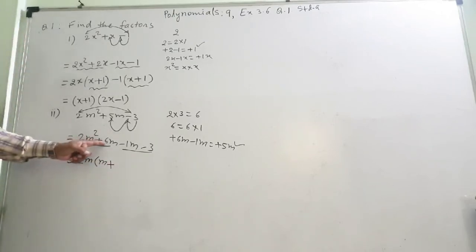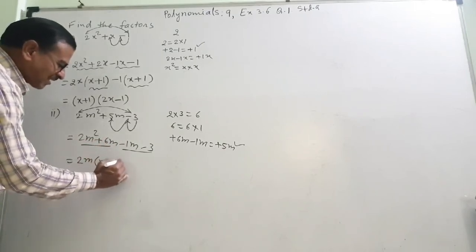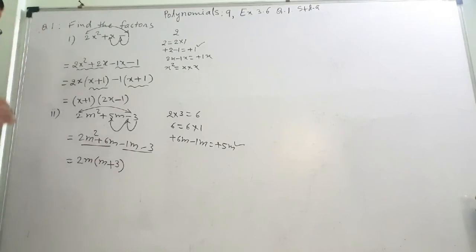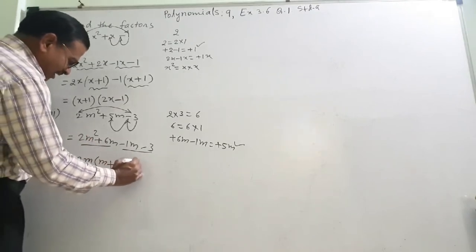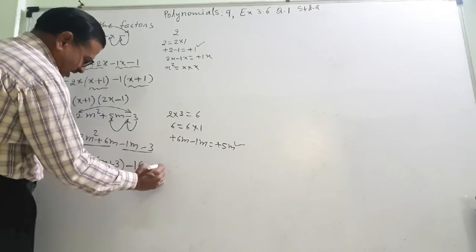Now this is 3 into 2. Out of that, 2 is taken. So 2 threes are 6. 3m is taken, only 3 will remain. Now here I will take out minus 1. Minus is taken, so this will become plus 3.